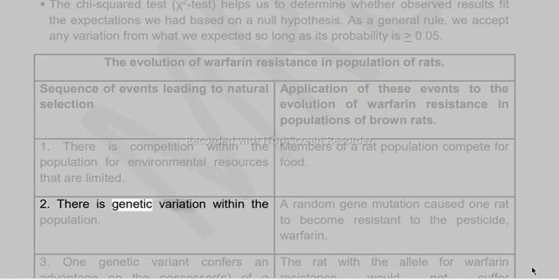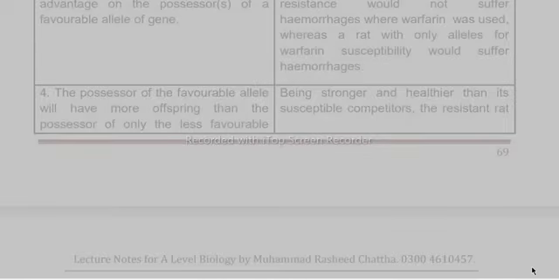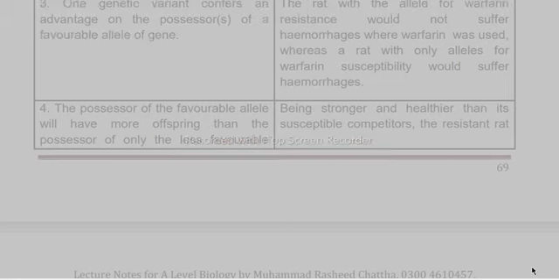2. There is genetic variation within the population. A random gene mutation caused one rat to become resistant to the pesticide, warfarin. 3. One genetic variant confers an advantage on the possessors of a favorable allele of a gene. The rat with the allele for warfarin resistance would not suffer hemorrhages where warfarin was used, whereas a rat with only alleles for warfarin susceptibility would suffer hemorrhages.